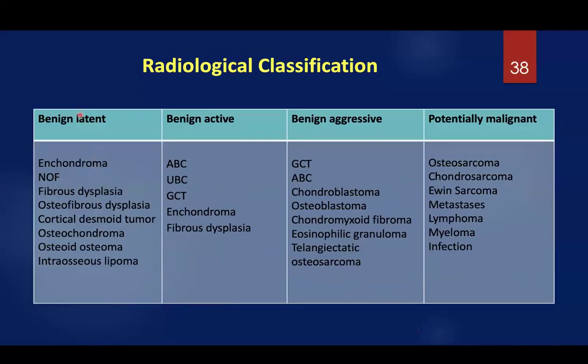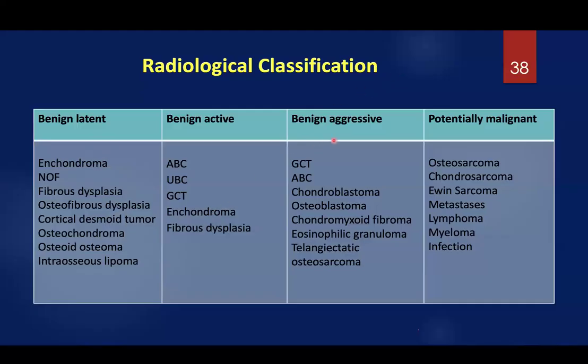Okay, so when you go with the benign latent lesion based on X-ray, you give me these differential diagnoses. When you give me benign active disease, UBC is the most common benign active disease because it's geographic. I'm sure you saw so many cases of UBC. It gives you endosteal scalloping. Enchondroma is usually benign latent, but sometimes it goes into benign active disease where it starts to involve the cortex, and fibrous dysplasia is one of the best examples of benign active disease.